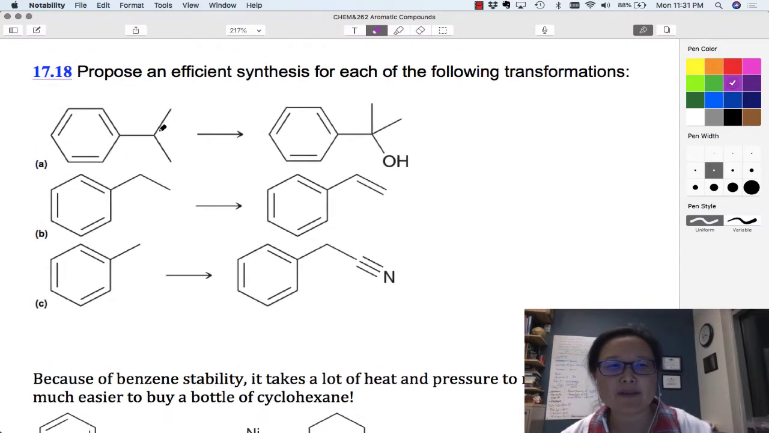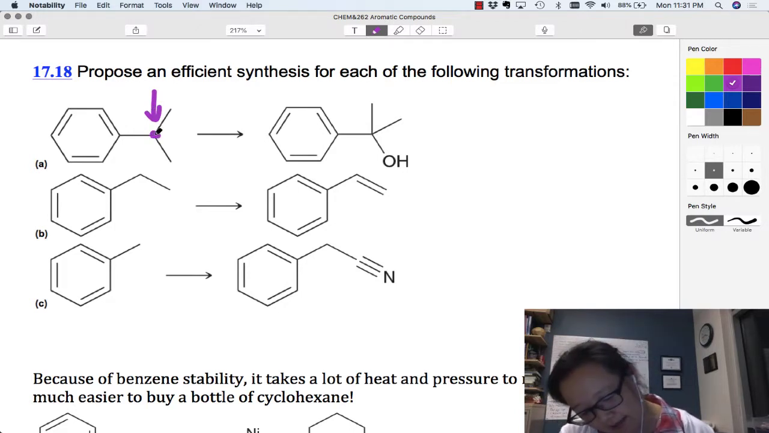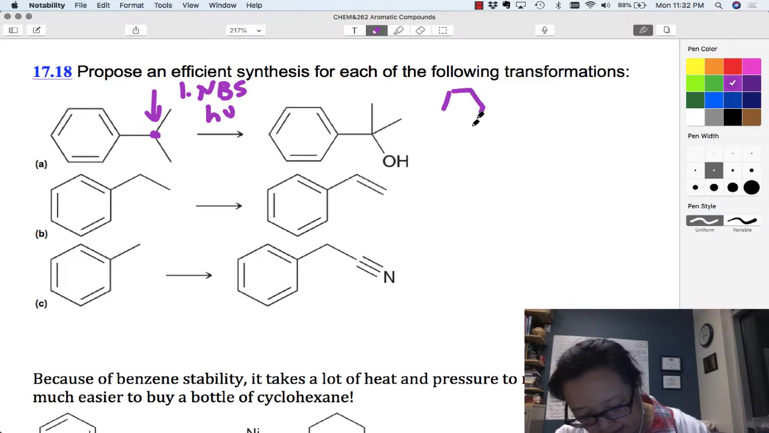So I don't want to cleave it because I want to keep this isopropyl group. I just want to add an OH here. Before I add an OH, remember this is just an alkane, right? This is an alkane with an aromatic group. So basically I need to brominate it. So I can use Br2 or I can use NBS because it's actually a benzylic position. So I'm going to use NBS. It's going to be more effective for benzylic and allylic. And so after I do that, that's going to give me my bromine here.